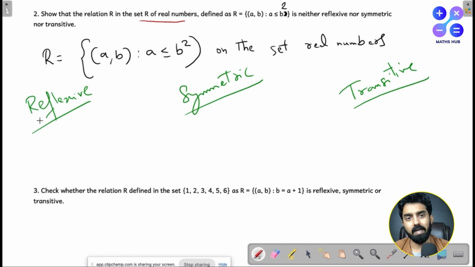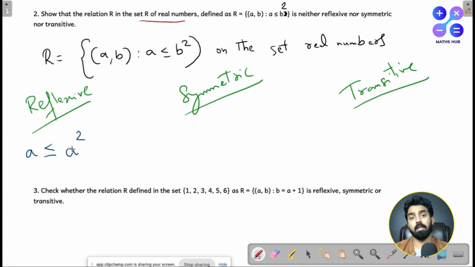So reflexive is where every element is related to itself, right? So if a is less than equal to b square, will a be less than equal to a square? So will all numbers be either less than or equal to its square? Absolutely, right? It will always be the case. So any number you take will always be less than equal to its own square, right? A square is always going to be positive. So any negative number will always be less than or equal to its own square.